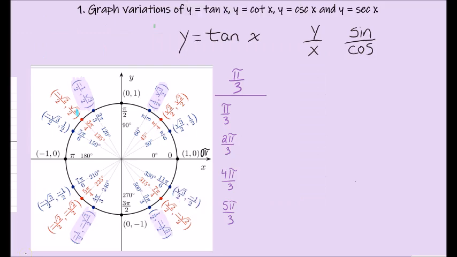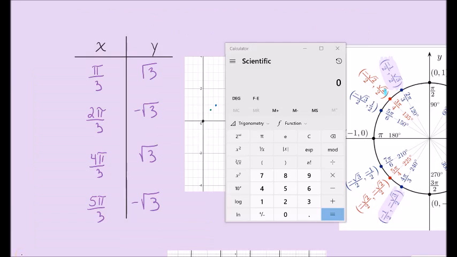Okay, pi over 3. So that's going to be y over x, which is just going to be root 3. That's positive here. And all the other ones will follow suit. They'll just be negative in quadrants 2 and 4. So that'll be root 3. That'll be negative root 3. So now we will graph these, but we're going to use the calculator so I know exactly where to go with this. So the square root of 3 is going to be 1.73.